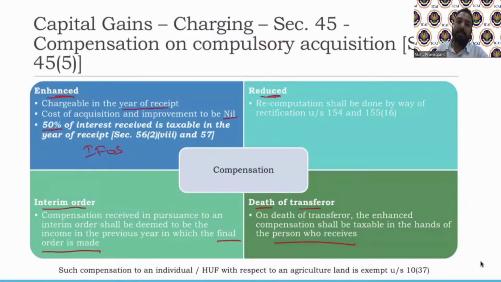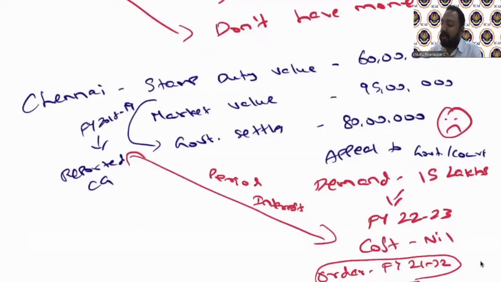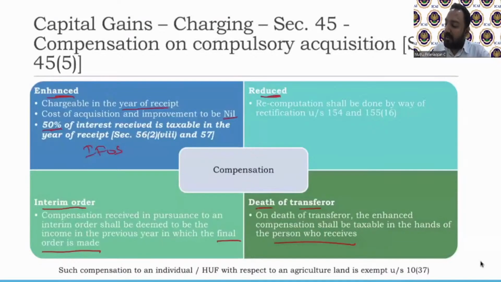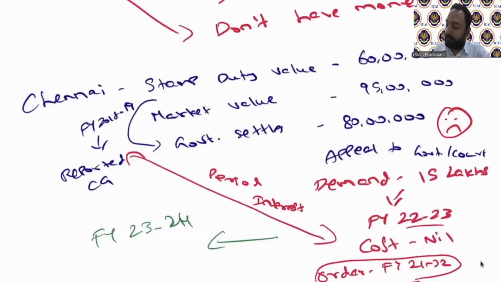What do you mean by reduced compensation? Now you have received 15 lakhs. You have received 15 lakhs in previous year 22-23. After 2 years, now in financial year 23-24, the assessing officer feels that it is not 15 lakhs. Government has gone in appeal. Okay, you have received 15 lakhs. Government has now gone in appeal and says it is not 15, it is only 10 lakhs. So in this case, we are reducing, right?